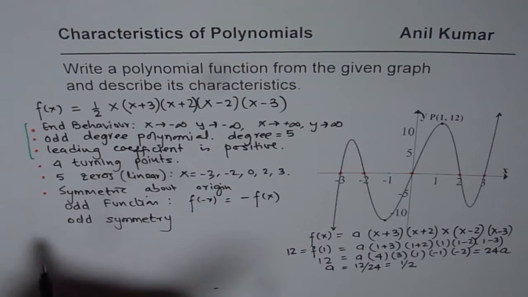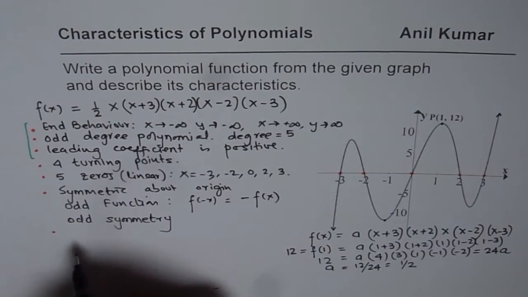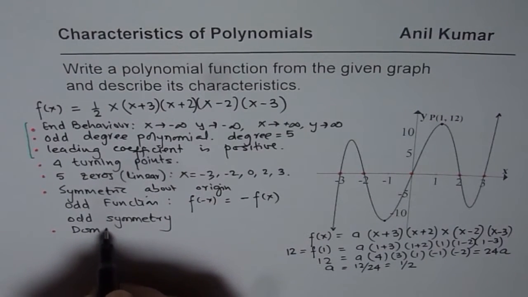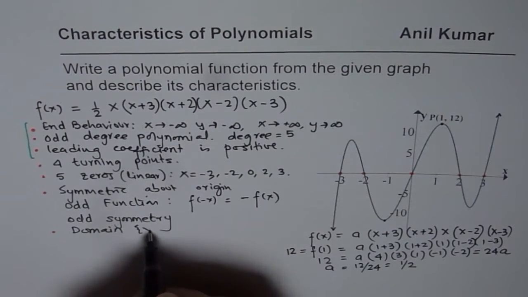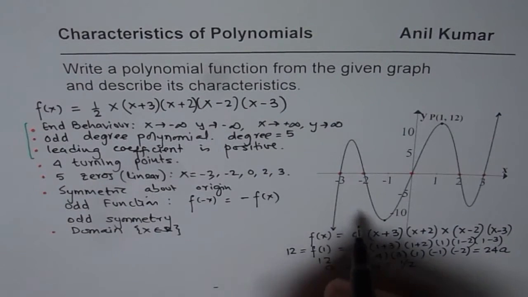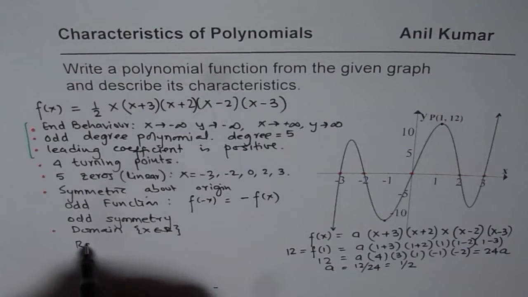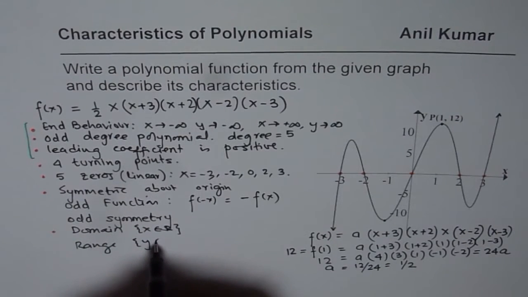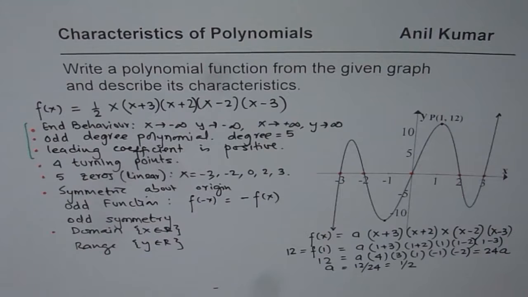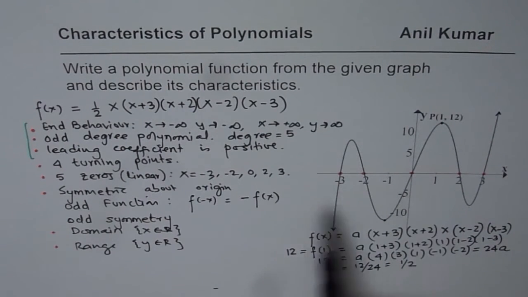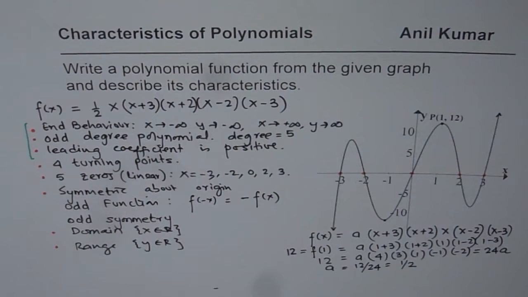Now, domain and range is always a good characteristic to remember and write. Domain for any polynomial is x belongs to real numbers, and since this is odd degree, range here is y belongs to real numbers, right? So domain and range, x and y belong to real numbers. These are the characteristics which you could write about the given polynomial. I hope that helps. It is important to note how we can get the equation, and all this information we can actually read from the graph itself. Thank you and all the best.